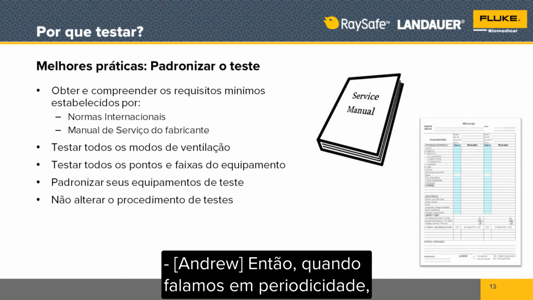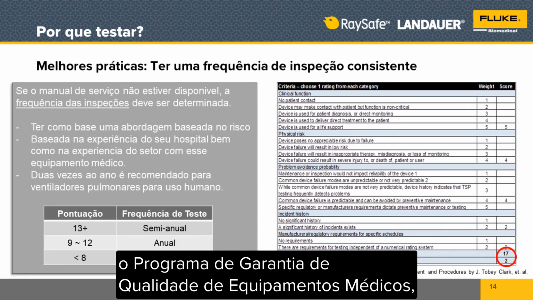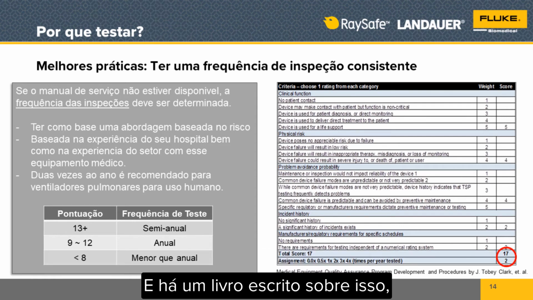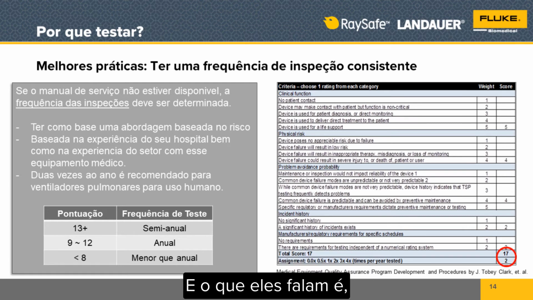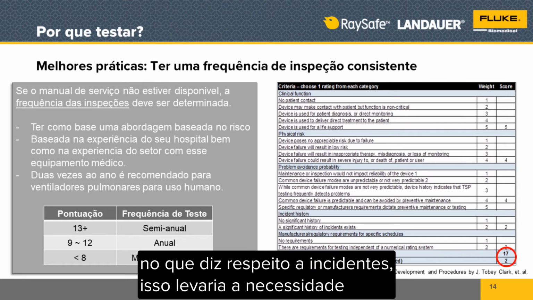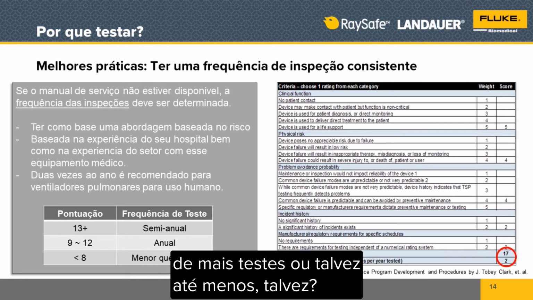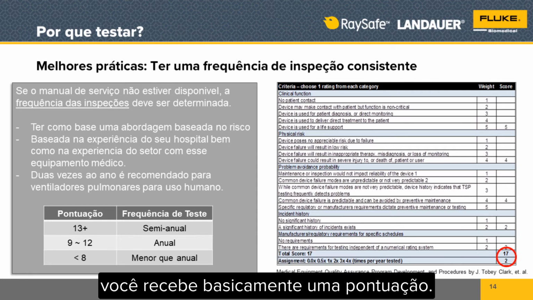So when we talk about periodicity, we tend to follow the medical equipment quality assurance program developed by Toby Clark, and there's a book written on this, on medical device QA. And what they talk about is a weighting and a score based on a number of criteria. What's the patient contact? What's the physical risk? What's happened in your hospital as far as incidents that would drive the need for more testing, or maybe even less, perhaps? And then what does the manufacturer's or the regulatory requirements schedule specify? And when you tally that up, you get basically a score.